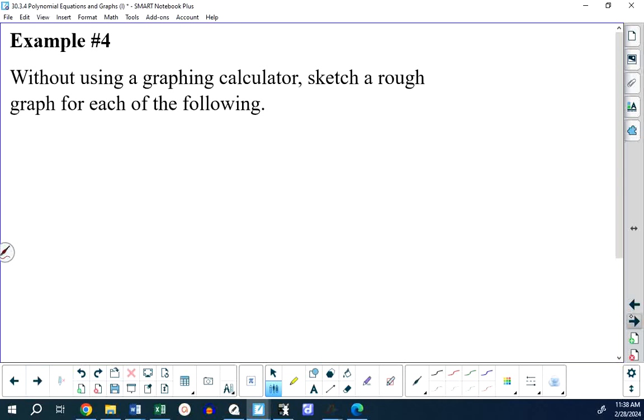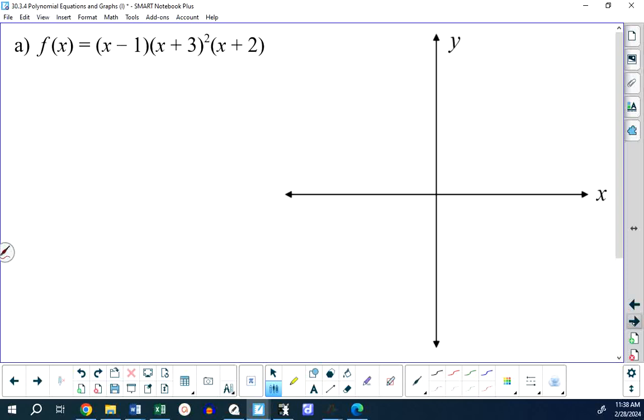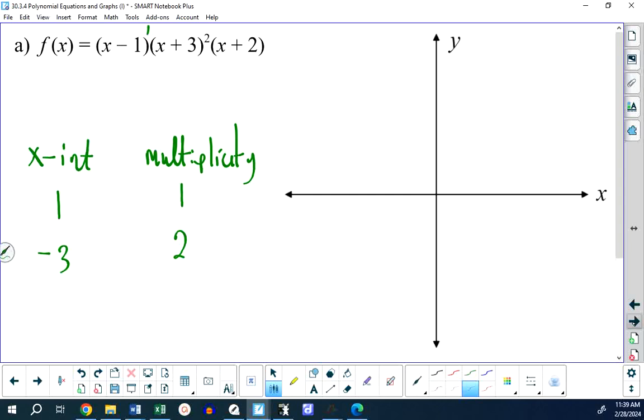So, without using a graphing calculator, sketch the graph of these. Your assignment is going to be to sketch some of these, but also to look at the graph and come up with the equation. Well, we're going to have an x-intercept of 1 with a multiplicity of 1. Because there's an x minus 1, and the multiplicity of it is 1 because the exponent is 1. X plus 3 is going to give us an x-intercept of negative 3, but it will be a multiplicity of 2 because it's x plus 3 squared.